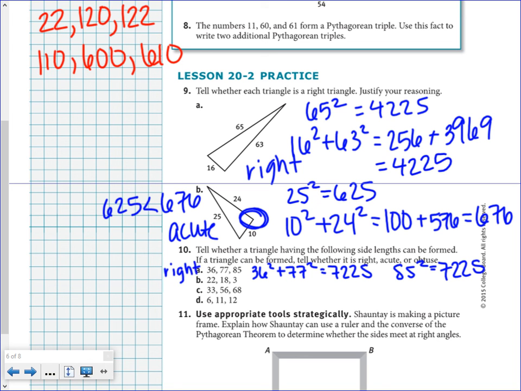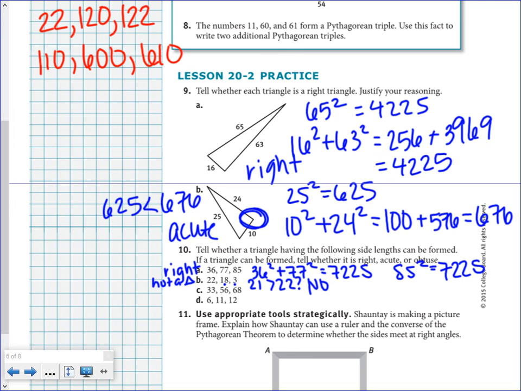If you look at part B, they're trying to trip you up because they put 22 first. But you need to check your smaller two, 18 and 3. 18 plus 3 is only 21. Is 21 greater than 22? No. So this is not a triangle. We don't even need to look at the squares. Looking at part C, your smaller two, 33 and 56, are greater than 68.